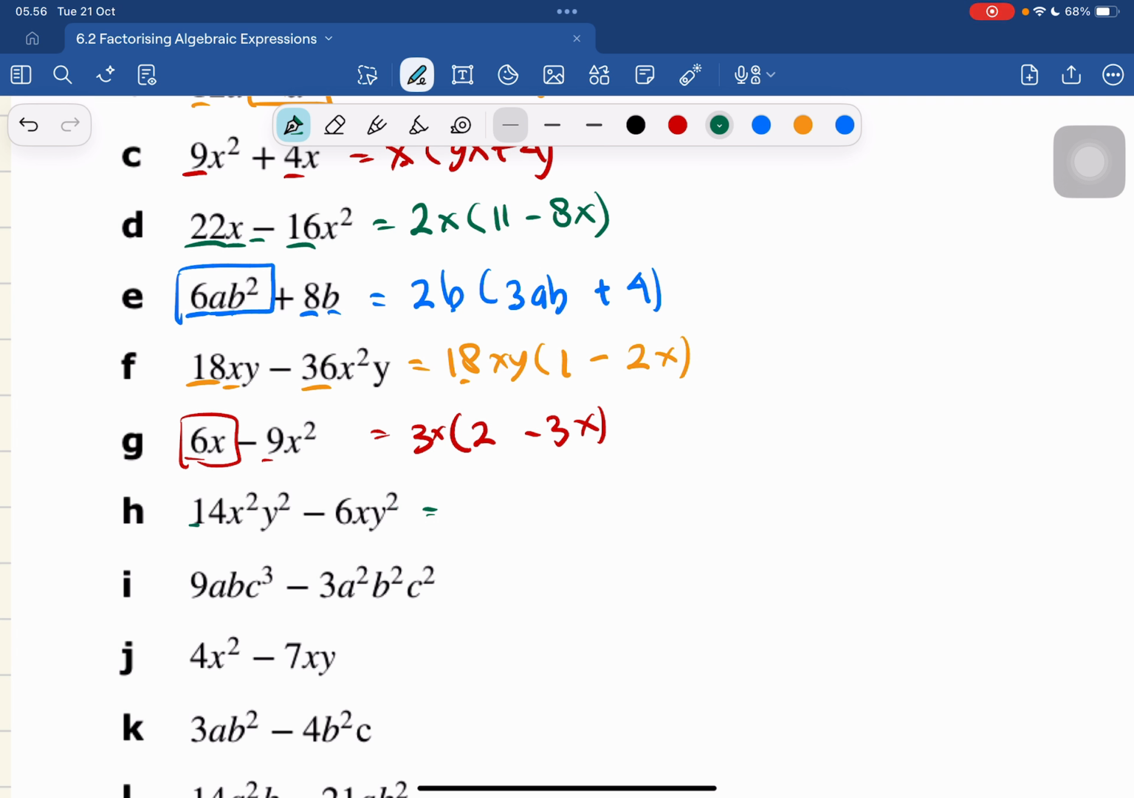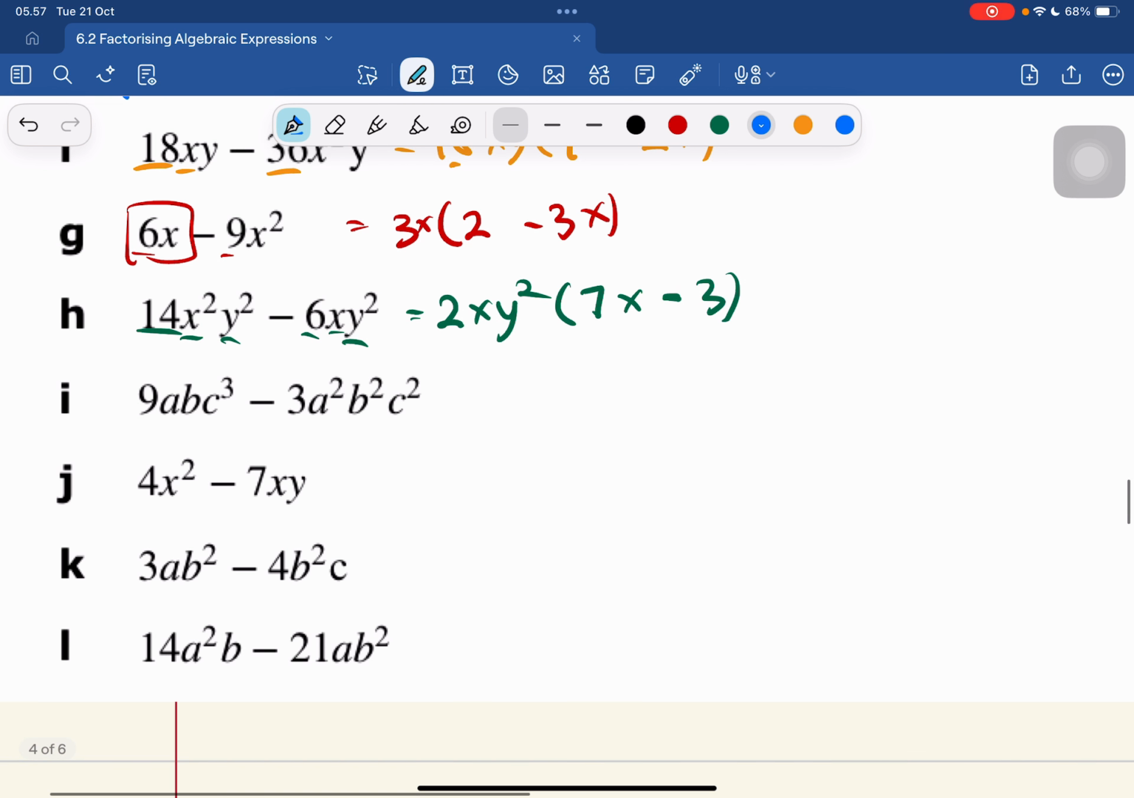Okay, there we go. 14 and 6, their highest common factor is 2. And look at the letter, we got x and x squared, and x, so this is x, y squared and y squared, so we write it y squared. 2 times what number to make it 14 is 7, x y squared to make it x squared y squared is just multiplied by x. So this minus 2 times what number to make it 6 is 3, and then this x y squared to make it x y squared, we just multiply it by 1. So this is 3.